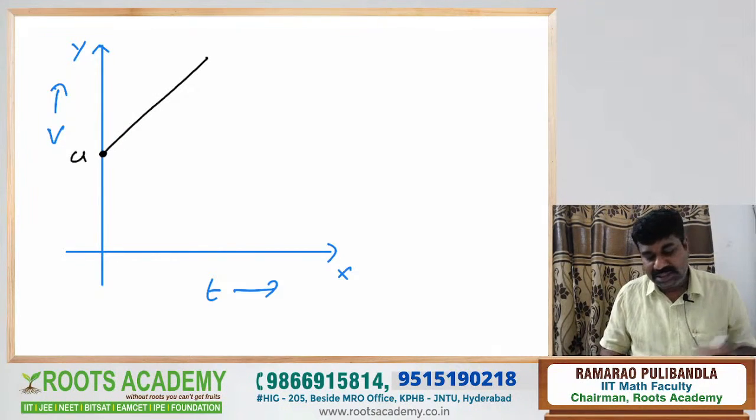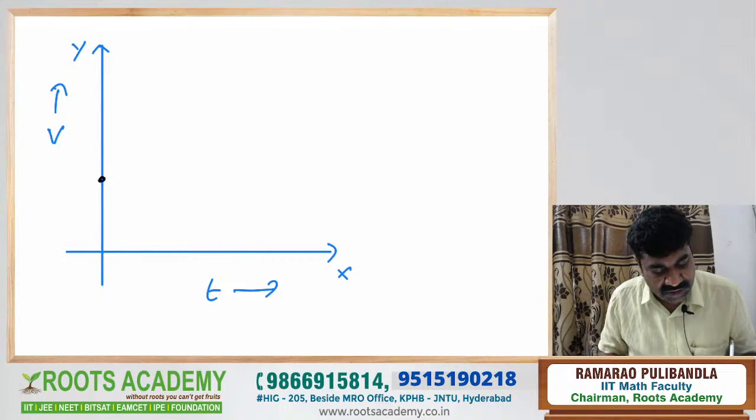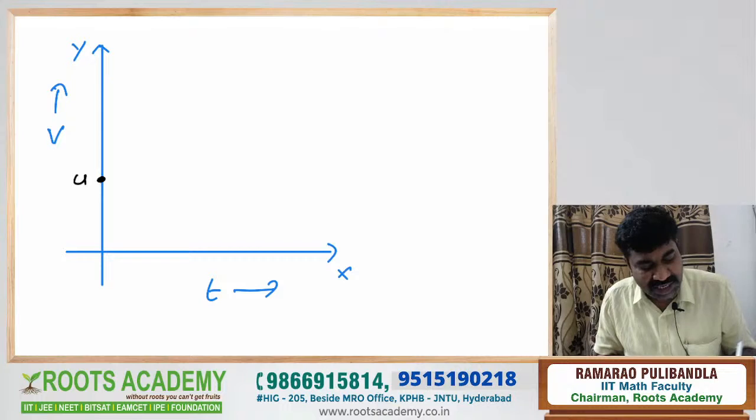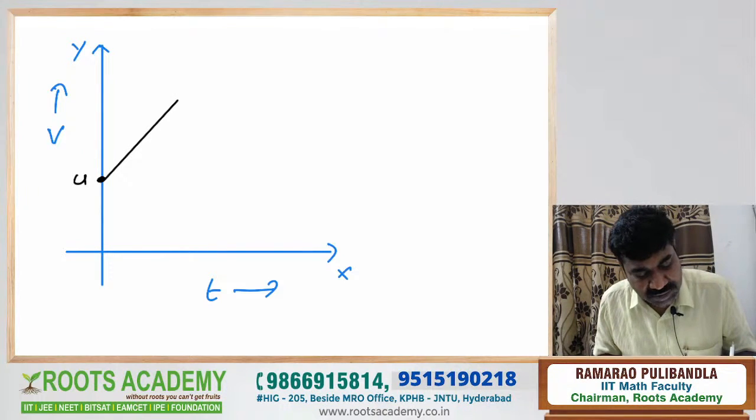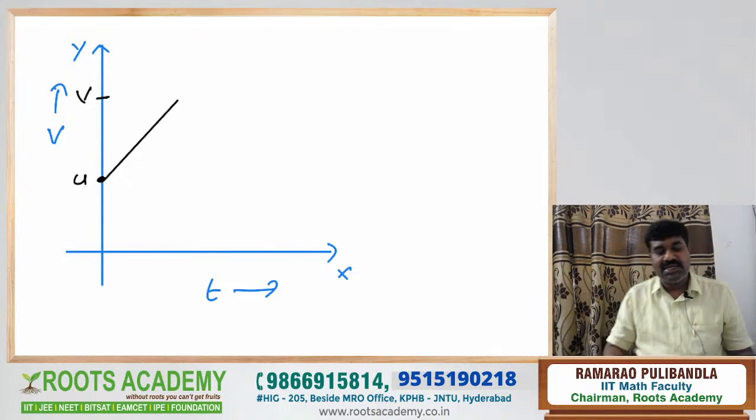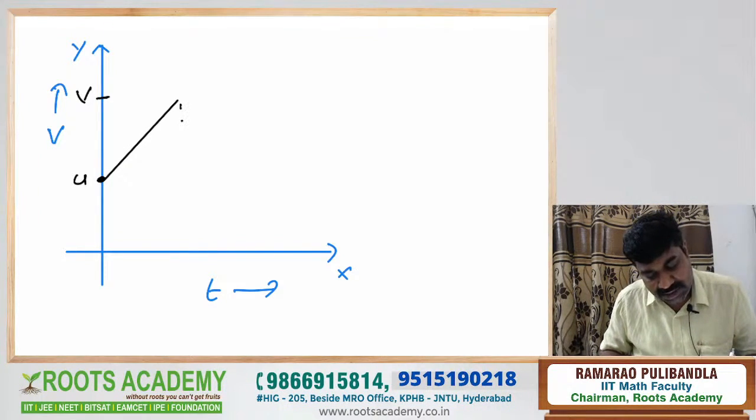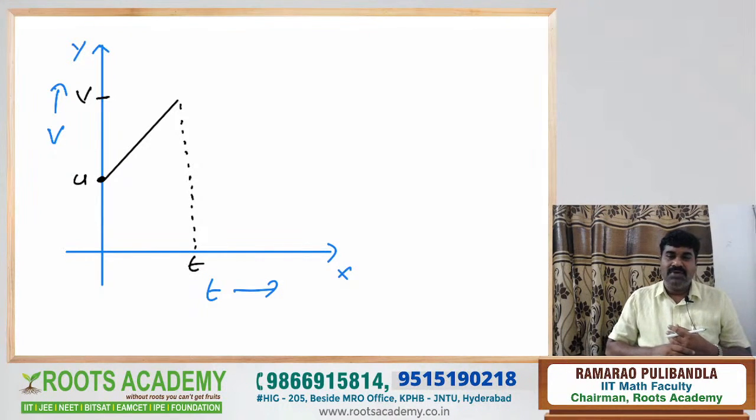And it acquires the velocity here. Here the body starts with some initial velocity u and moves with uniform acceleration, that means a straight line with a positive slope. And it acquires a velocity v after t seconds. Now we want to find the displacement.